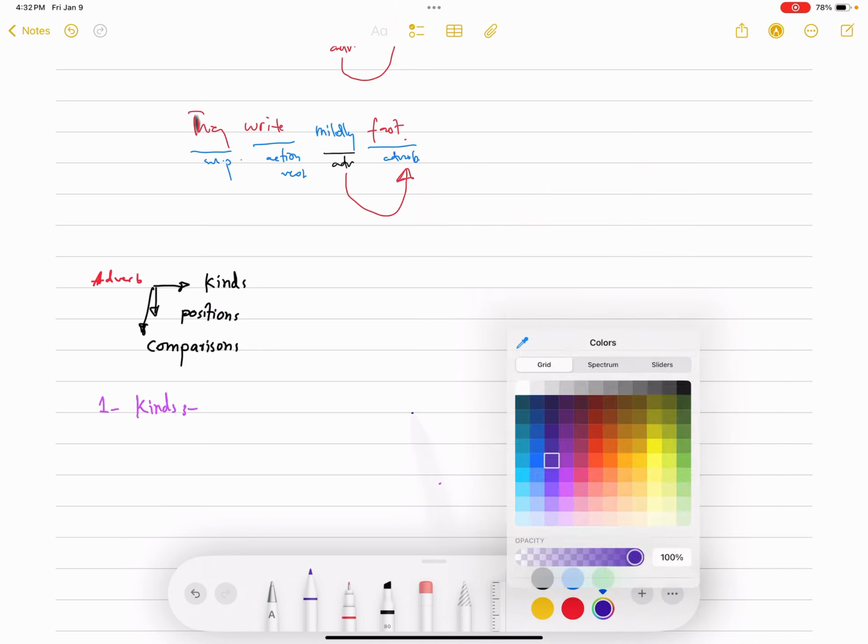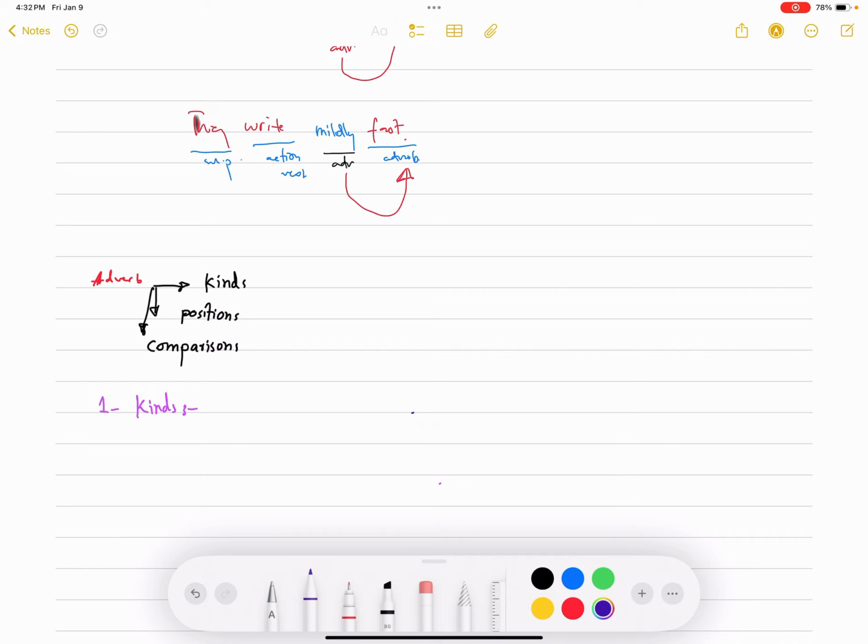Okay, let's see. The first one, adverb of manner. What is the adverb of manner? Adverb of manner, I write adverbs of manner. The translation should be plural as well.